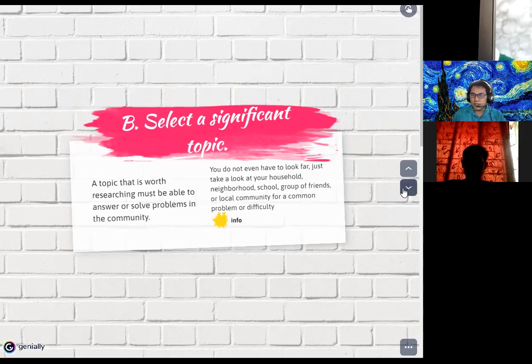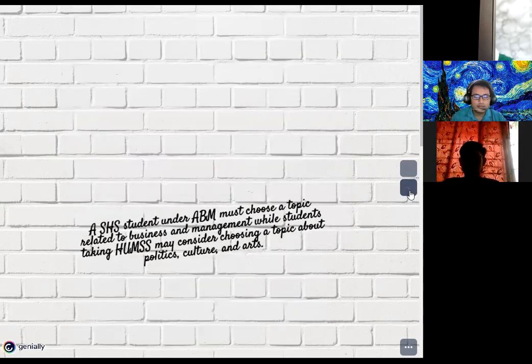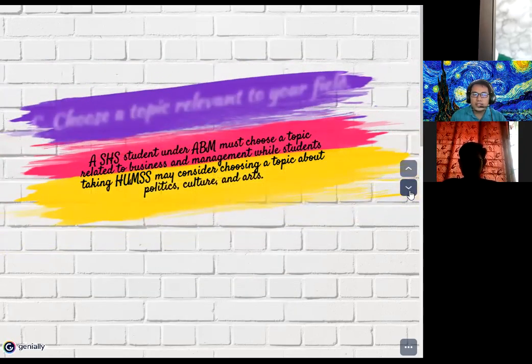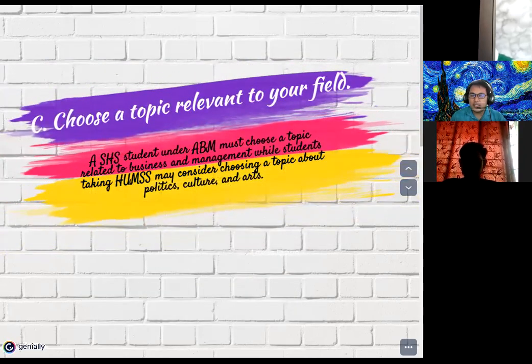So again, select a significant topic, and that topic must be worth researching, wherein it can solve or answer problems in the community. Third one, choose a topic relevant to your field, or relevant to your strand. So a senior high school student under ABM must choose a topic related to business and management.